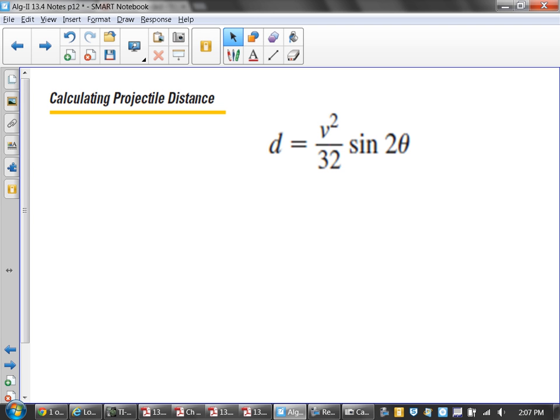Now, a real easy example of what something like this would look like is a kicking a soccer ball problem.